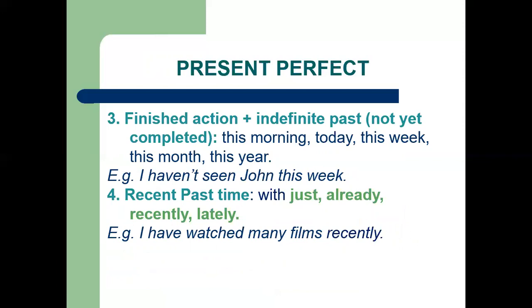Another example of finished use is finished action plus indefinite past, not yet completed. So the period is open in a way. This morning, today, this week, this month, this year. I haven't seen John this week. Why do you use the present perfect? Of course, the action, in this case, it's negative, but not seeing John, let's say, took place in the past, but the week is open. That's why we use the present perfect, right?